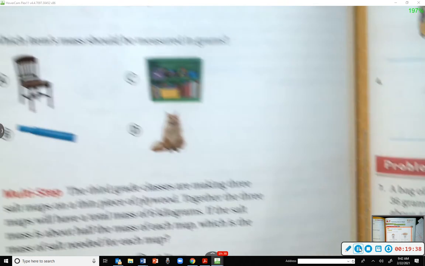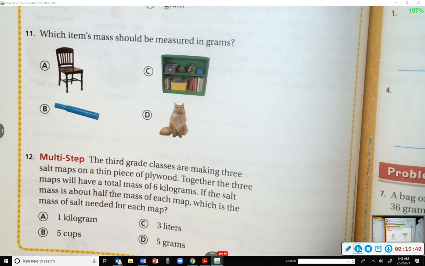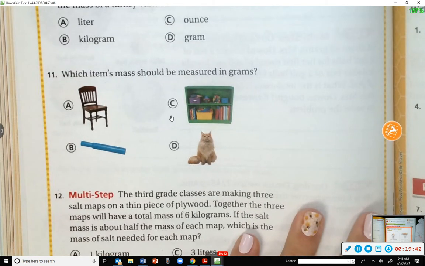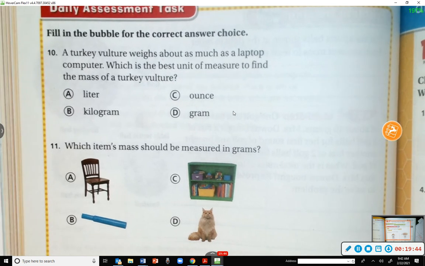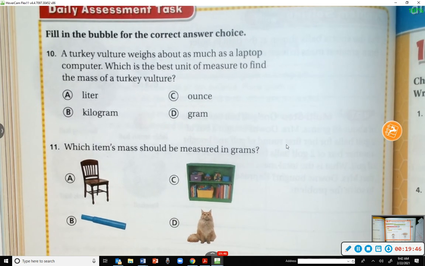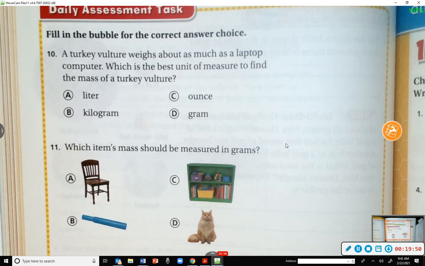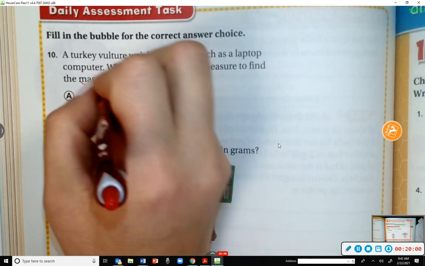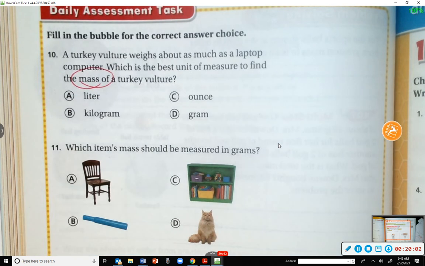And this is the last thing we're going to do, and then you guys actually have some review questions that you are going to do. Number 10 says, a turkey vulture weighs about as much as a laptop computer. Which is the best unit of measure to find the mass of a turkey vulture? Okay, so mass, I need you to circle that.